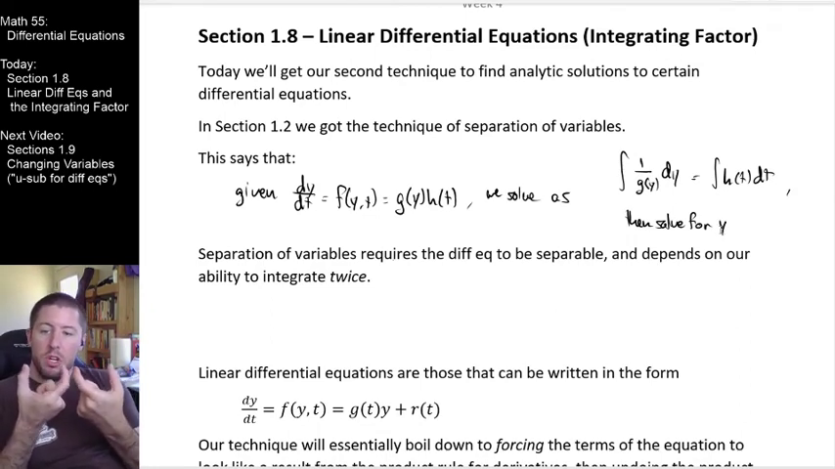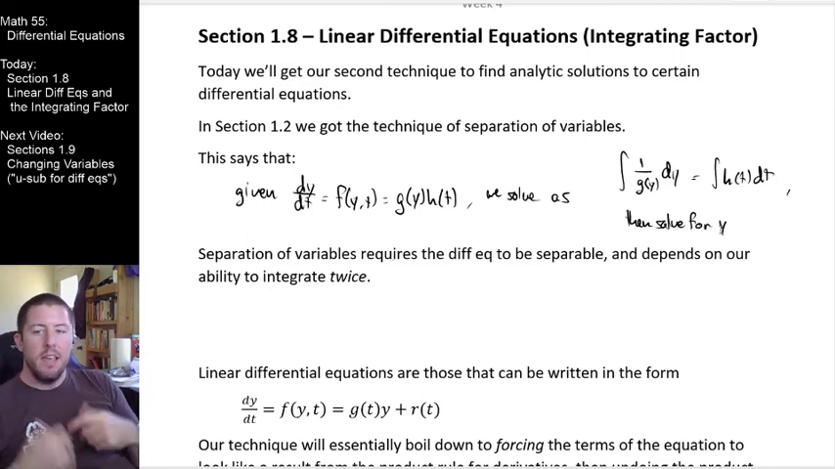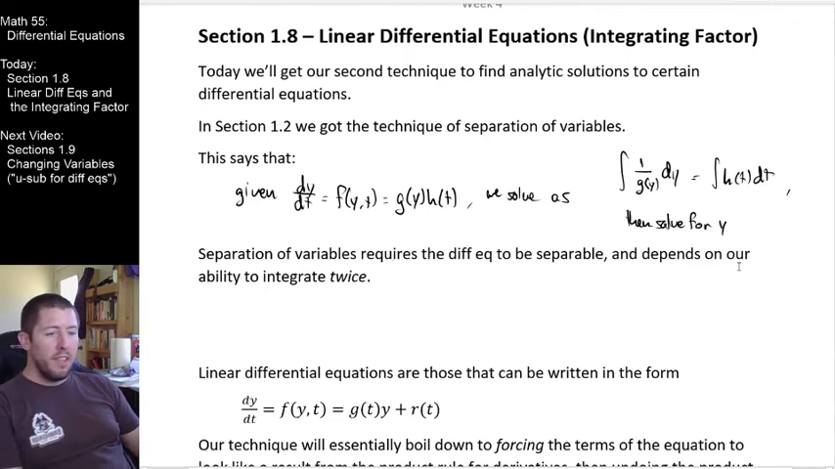So this is our general strategy with separation of variables. Get a product of two terms, one with all the y stuff, one with all the t stuff. Get the y stuff with the dy, get the t stuff with the dt, integrate both sides. Hopefully we can algebraically solve for y, but certainly not always. One of our important things to recognize here is that this requires the differential equation to be separable. So it's a pretty narrow class of differential equations.